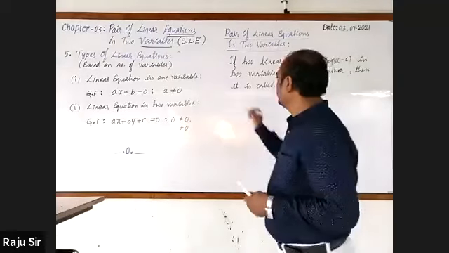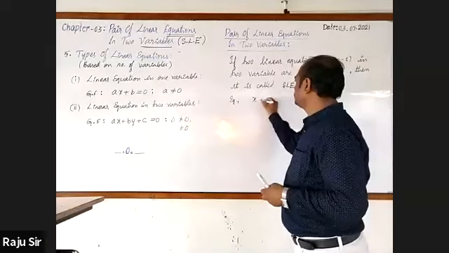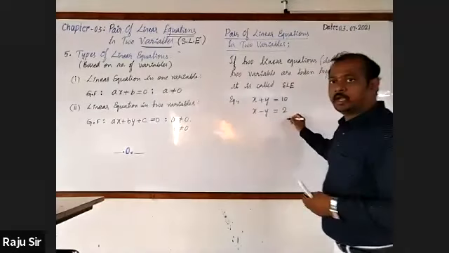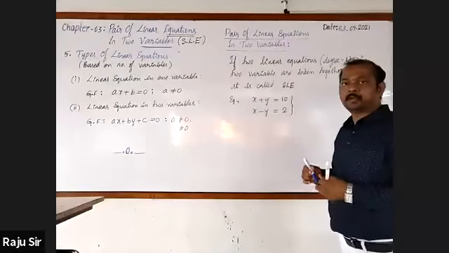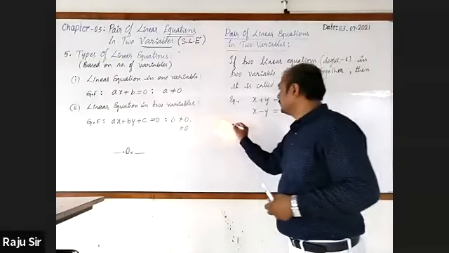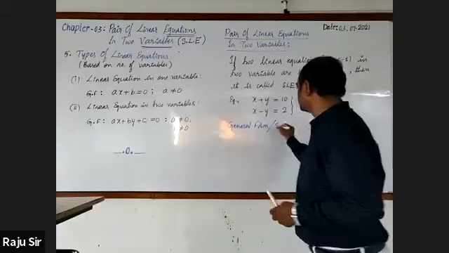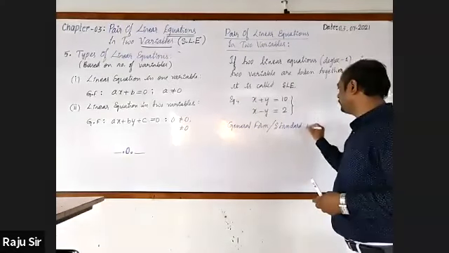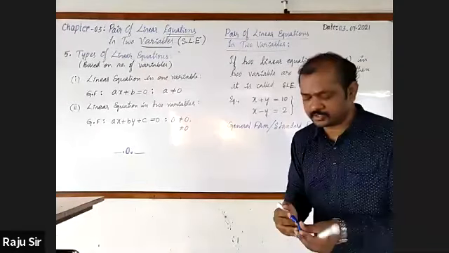Just let me give you an example for this. It is x plus y is equal to 10, then x minus y is equal to 2, and these two equations are to be taken together. We can put a flower bracket. Next, let us write the general form or standard form of simultaneous linear equations. I've already given you this one, just to recall and write.